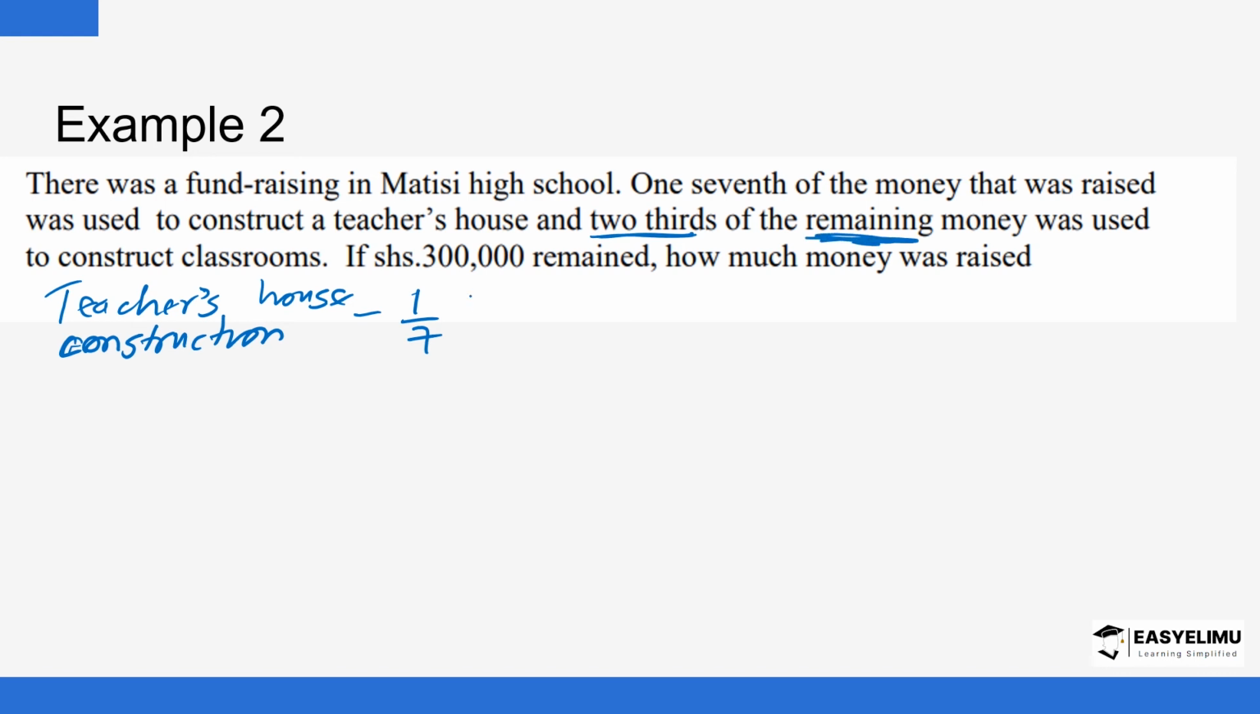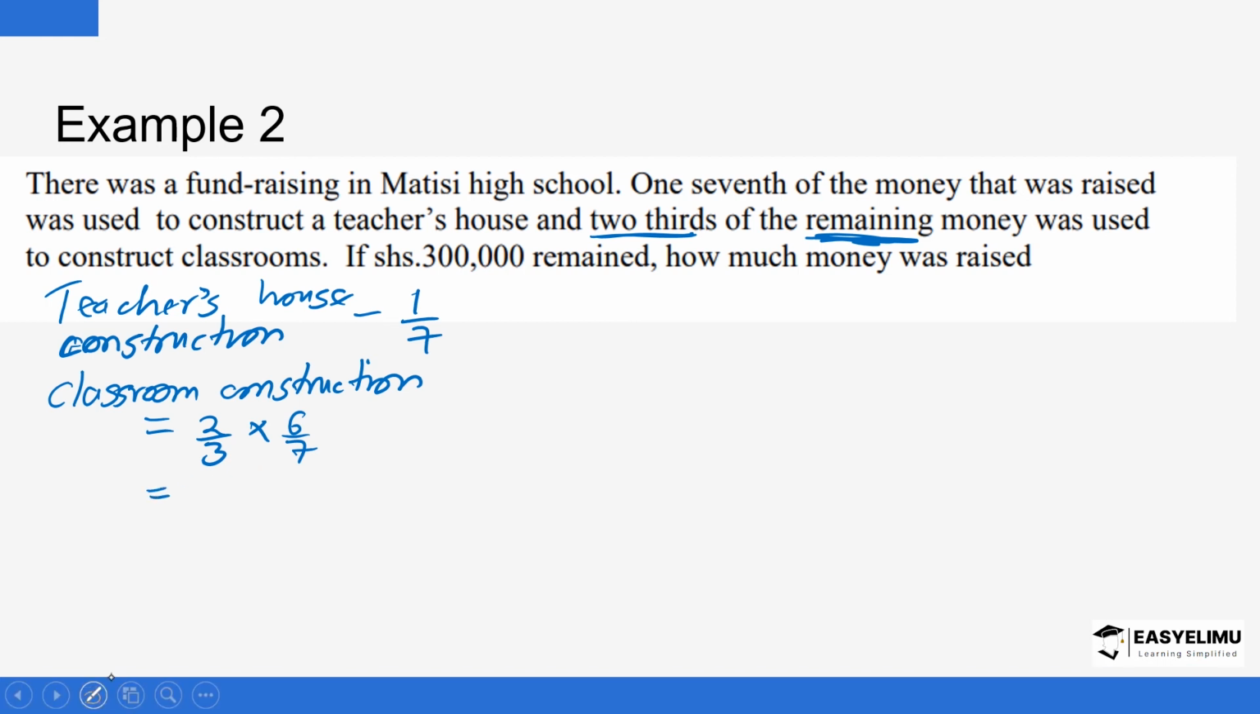So you need to find the fraction remaining, which is 6 over 7 here. Was used to construct classroom. So classroom construction. So this is supposed to be 2/3. So 2 over 3 of means multiplication of the remaining. So the remaining is 6 over 7. Just subtract 7 minus 1 is 6 over 7.